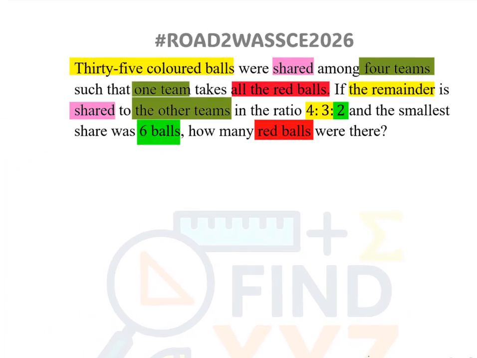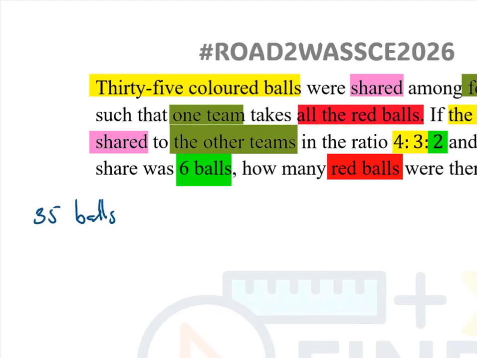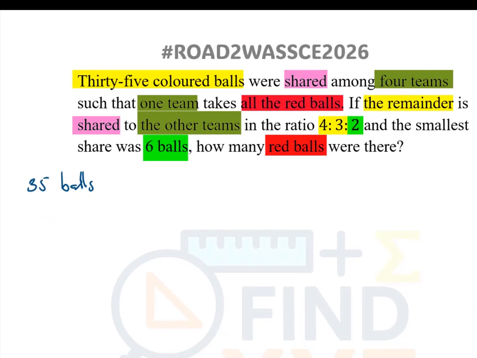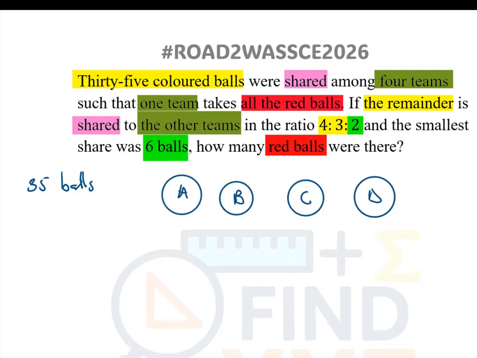How many colored balls do we have? We have 35. And this 35 balls is going to be shared among how many teams? 4 teams. So team A, team B, team C, and then team D. Then one team decides to take all the red balls. So let's assume that this team took all the red balls. So let's say the red balls, we will use R to represent the number of red balls.